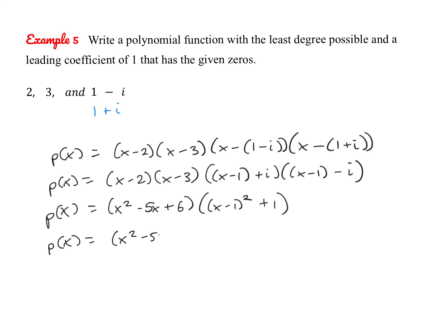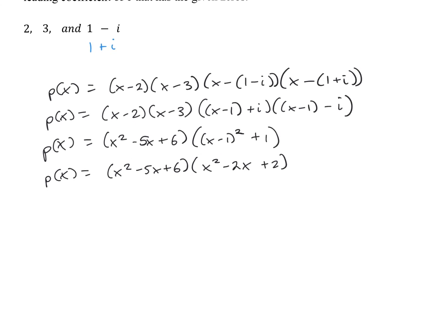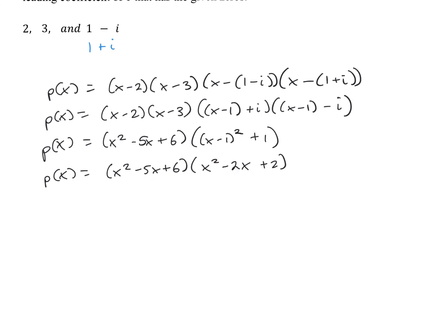So x squared minus 5x plus 6 times, when we multiply out this binomial, we should get x squared minus 2x, and then we get plus 1, which gives us plus 2. And then from here, it's just a matter of multiplying out these two trinomials. So you do need to be very careful. Okay, so let's multiply it out.